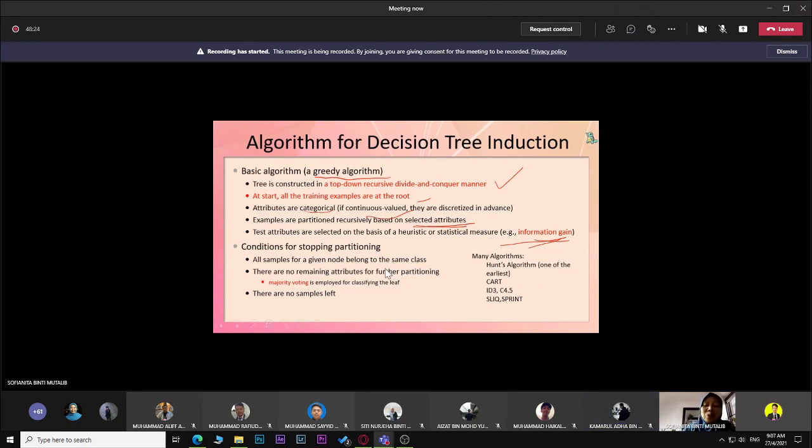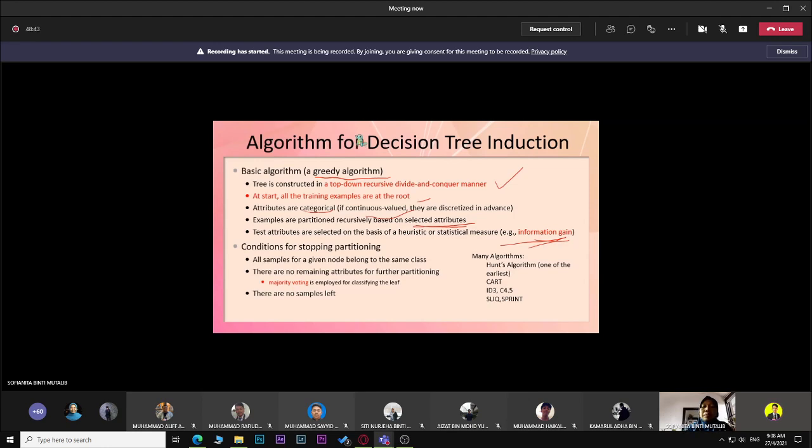Okay, all right. So this is recursive, meaning it will go through the records, looking at the records, and then when it will terminate the process.